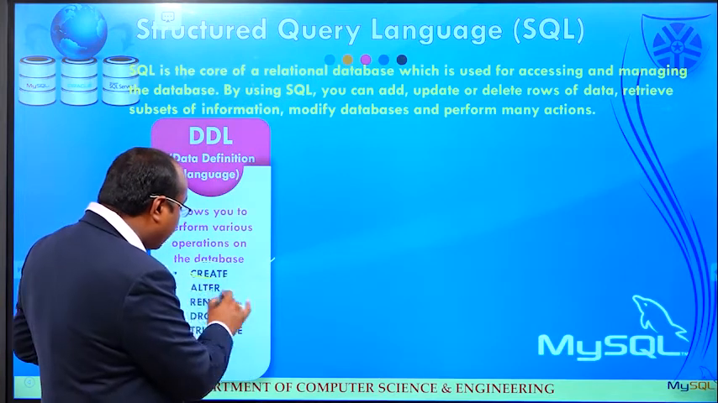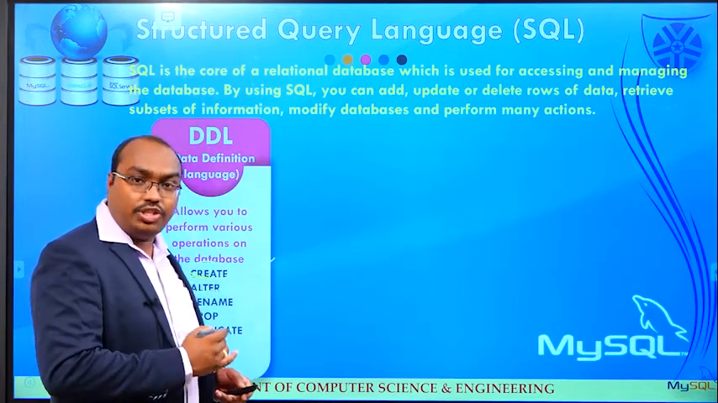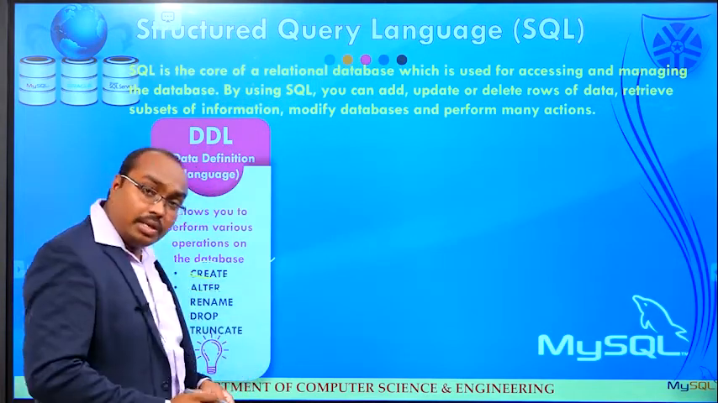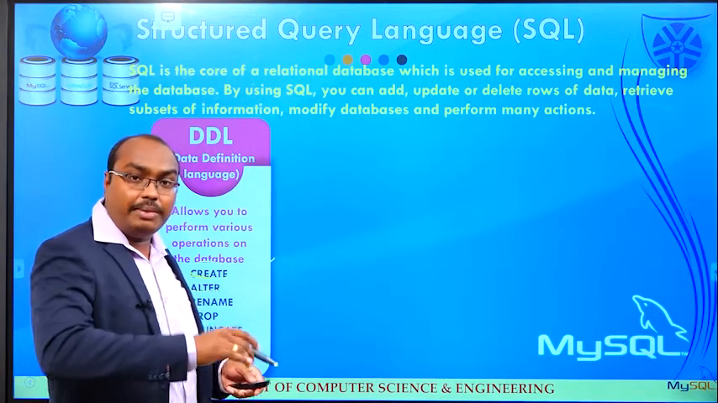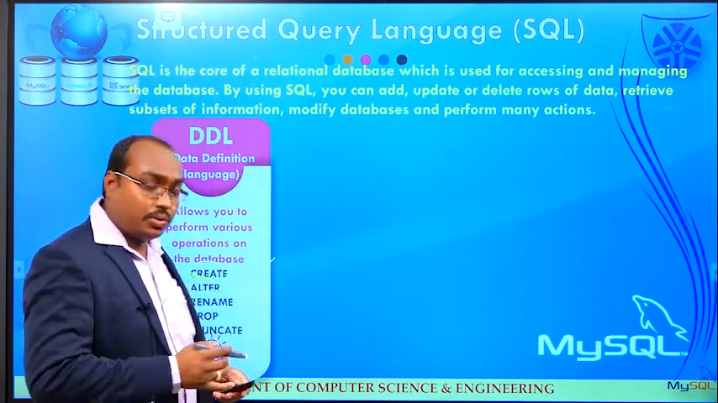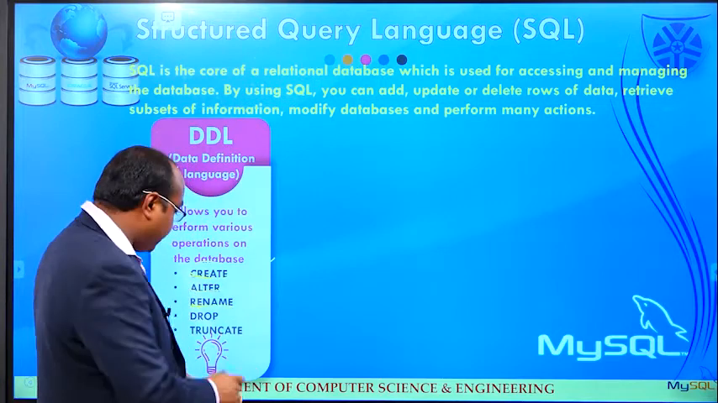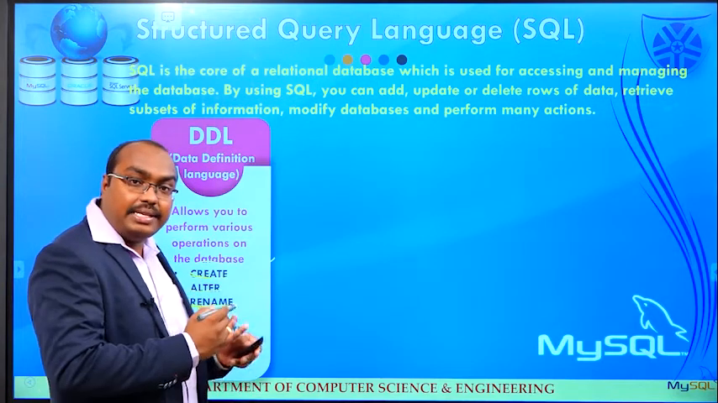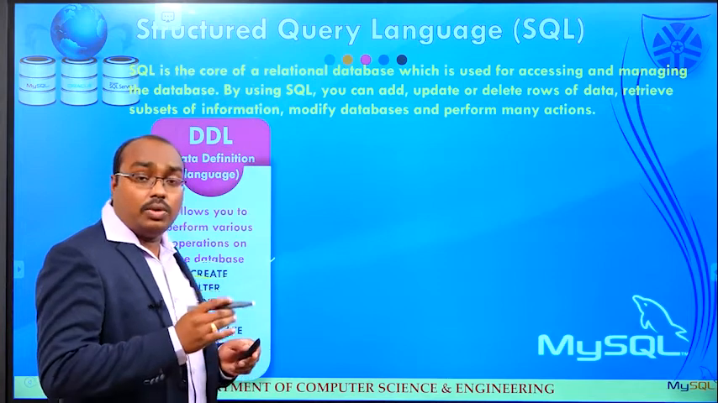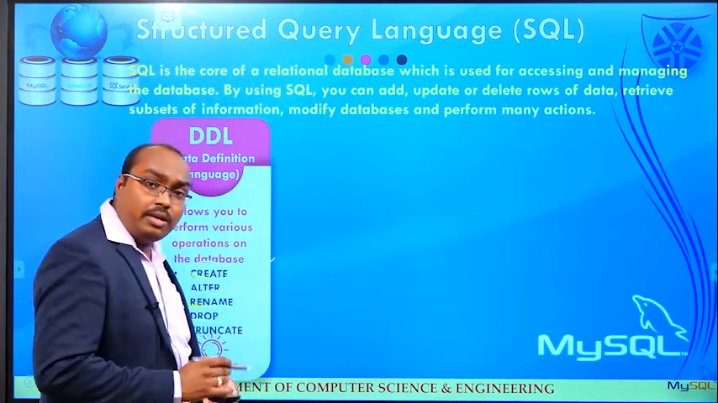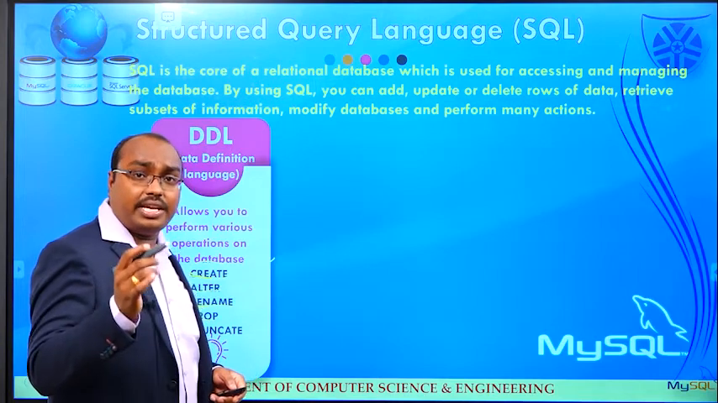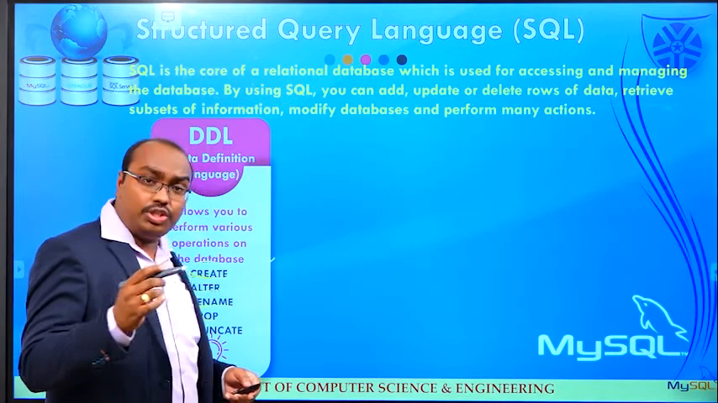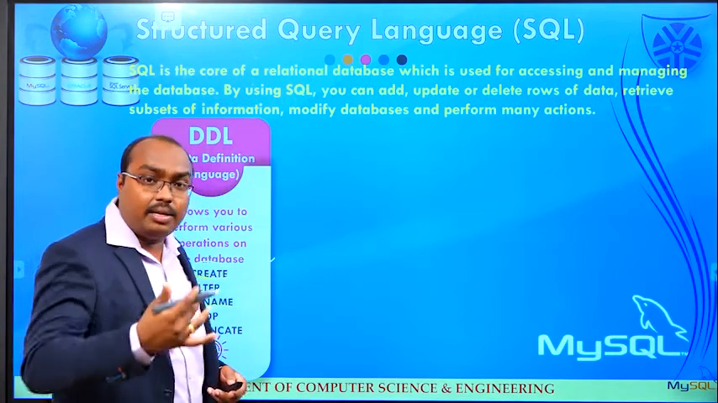And the next one, alter. The alter command is used to modify the structure of the table. And the next one, rename. The rename command is used to rename the table or databases, so it modifies the table's names. And the next one, drop. The drop command is used to delete the entire structure of the data. Whenever we use the drop command, we have to be very careful, because it deletes the entire table.